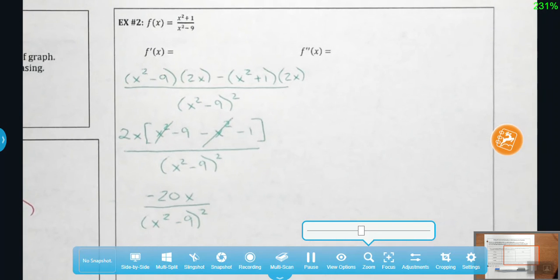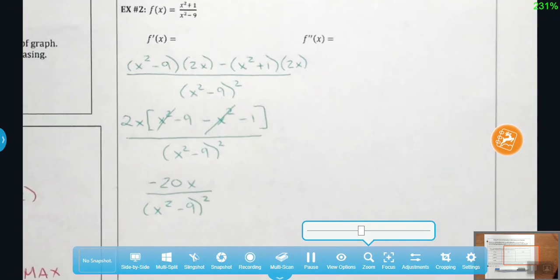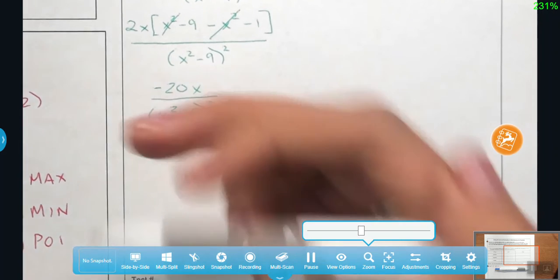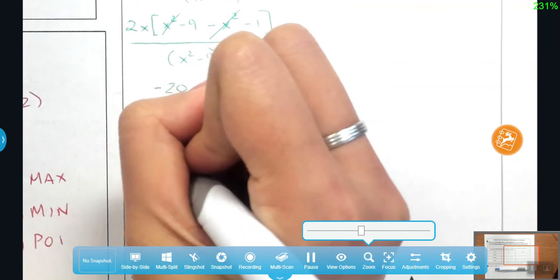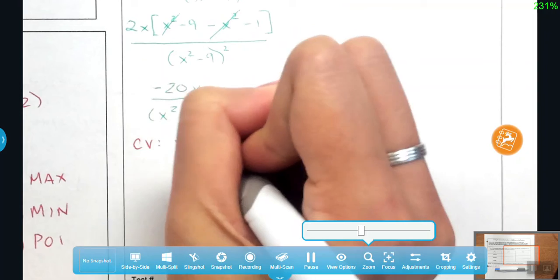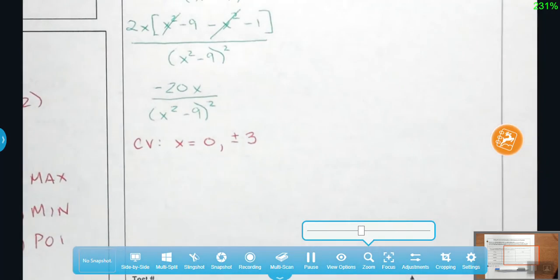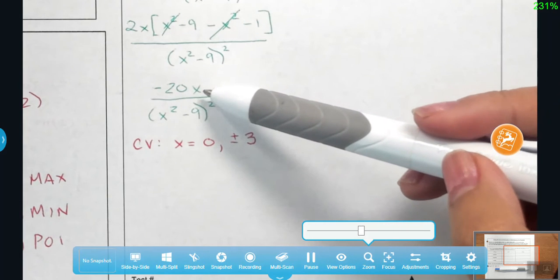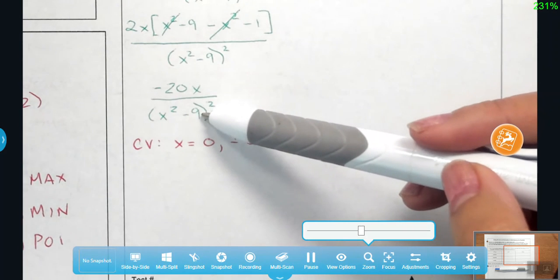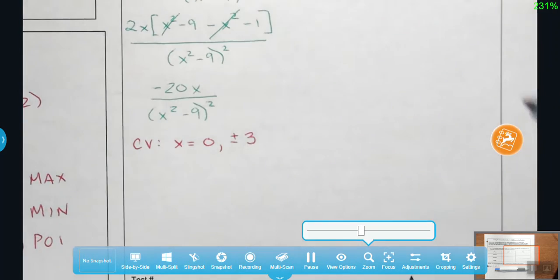Okay. What should I do? Critical values first: x equals 0 and plus or minus 3. Because not only do we want where the second derivative equals 0, but we also want where the second derivative is undefined, because things happen wherever it's undefined. So we have to keep it.